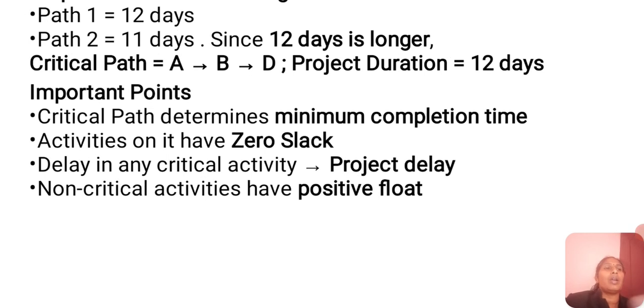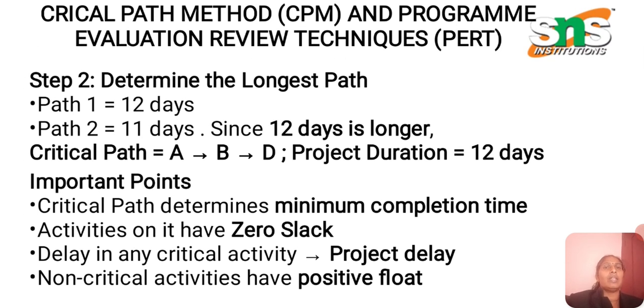Now we are going to determine the longest path. Here path 1 is 12 days and path 2 is 11 days. Since 12 days is longer, the critical path is A to B to D, and the project duration is 12 days. The important point is that the critical path determines the minimum completion time. Activities on it have zero slack, and a delay in any critical activity is a project delay.